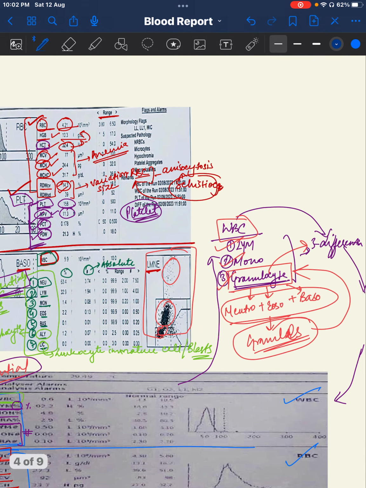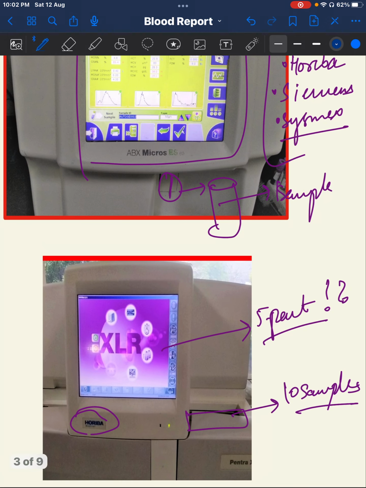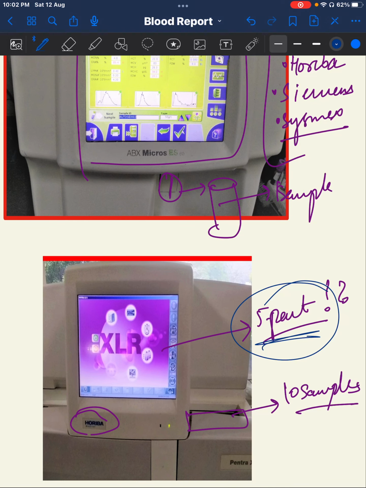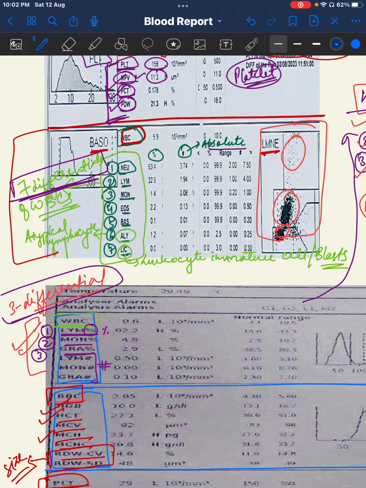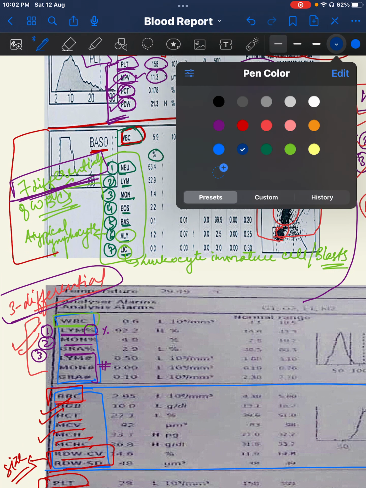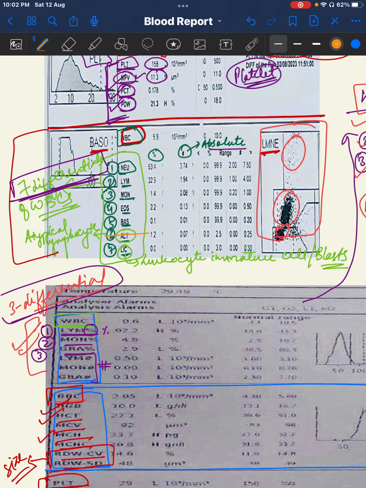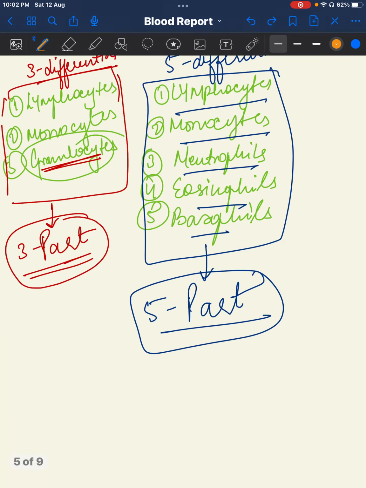Clear? Look at this machine. I told you here now. So this is a five-part machine. This means that when I run a sample in this machine, it will tell me about neutrophil, eosinophil, basophil plus lymphocyte and monocyte. Fine. If this machine does not give you the data of ALY or LIC, then it becomes a five-part report. It will not have atypical lymphocytes, the leukocyte immature cells, or the blasts. So that becomes your five-part report or a five-part run machine.